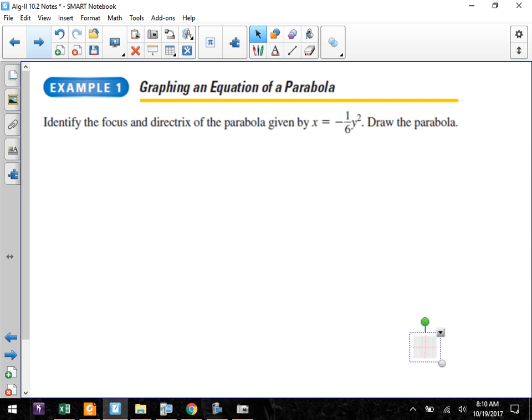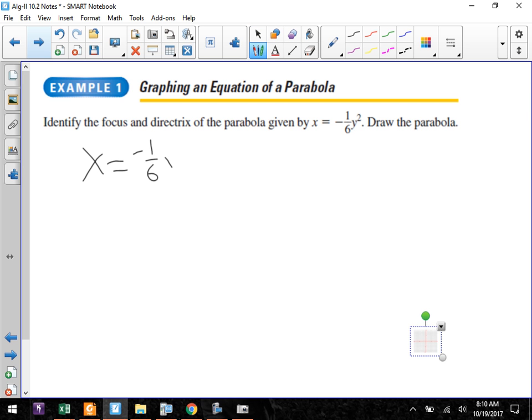Graph paper is not fun. Let's look at this. x equals negative 1/6 y squared. I want to graph it and identify the focus and the directrix, because we know where our vertex is. Our vertex is going to be where? 0, 0. Okay.